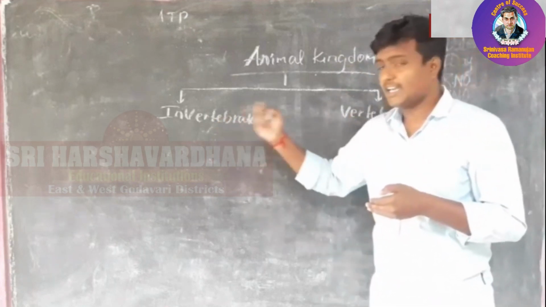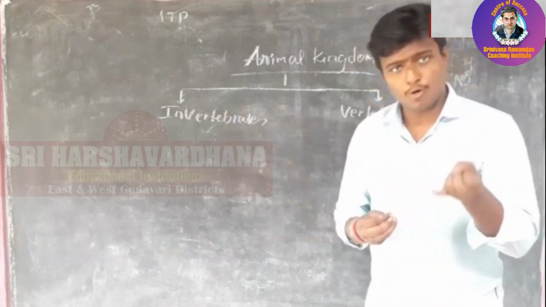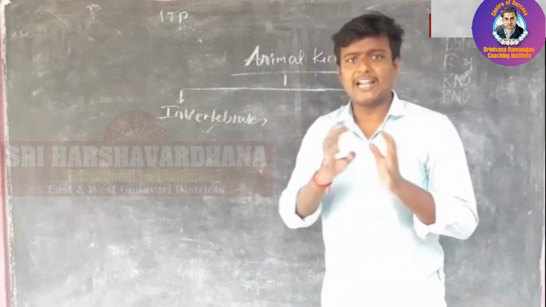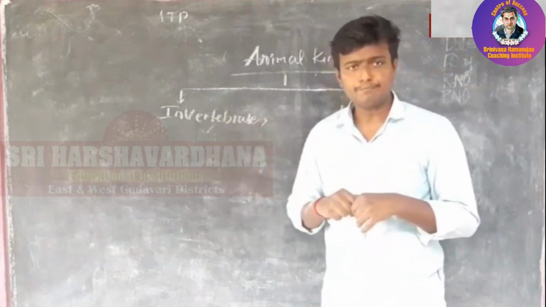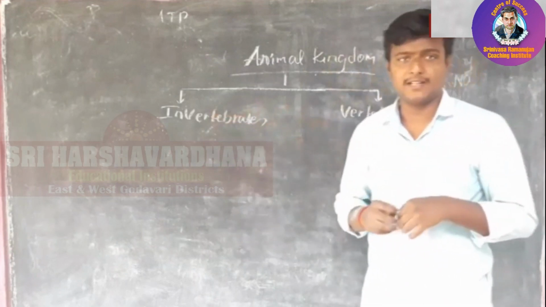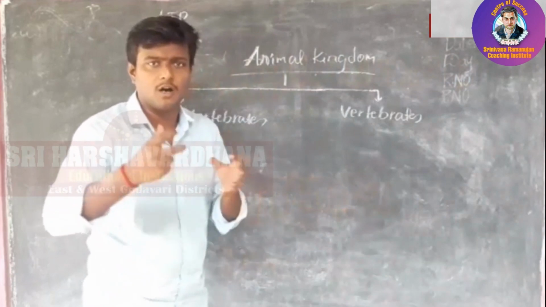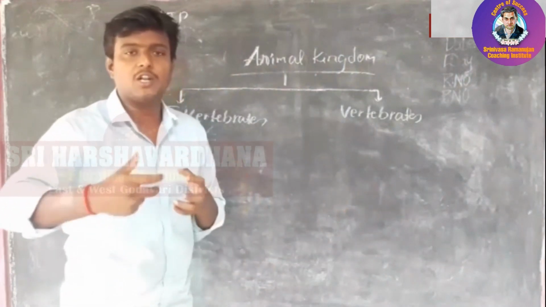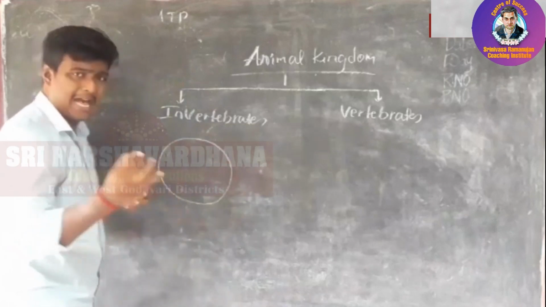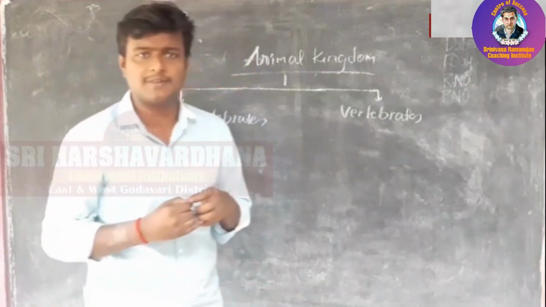In the invertebrates we can see many groups: protozoans, porifera, annelida, arthropoda, mollusca. How do invertebrates respire? If you take the lower organisms, you can see bacteria, amoeba and paramecium. Such kinds of living things are present.